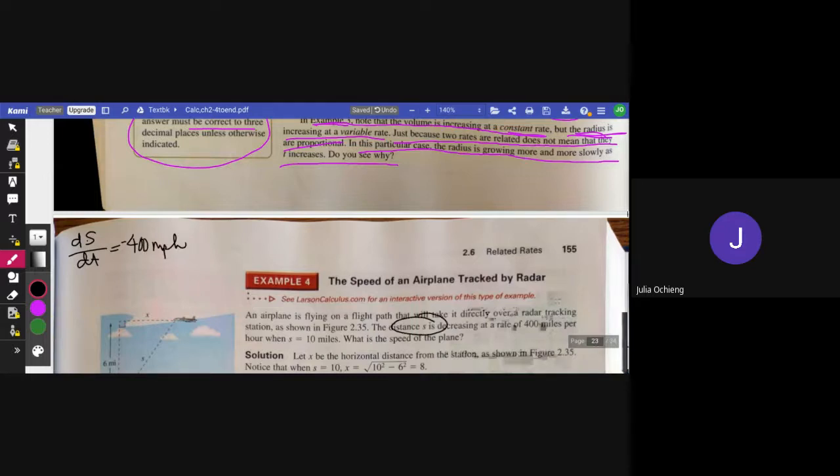And s is distance, not speed. Keep that in mind. And I know that because they said so right here. S equals 10 miles.